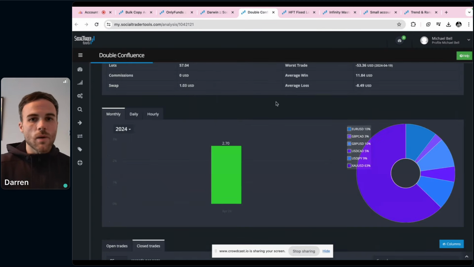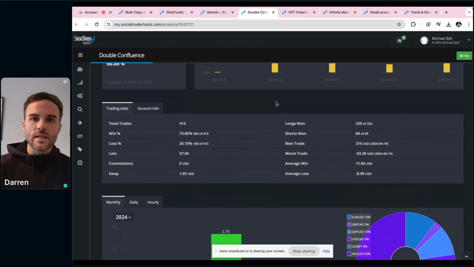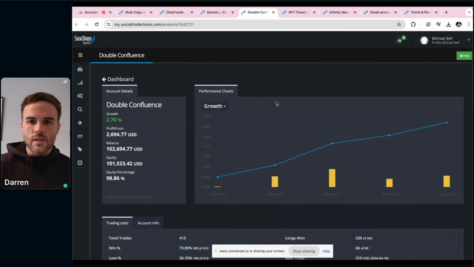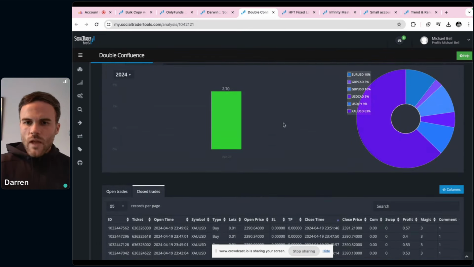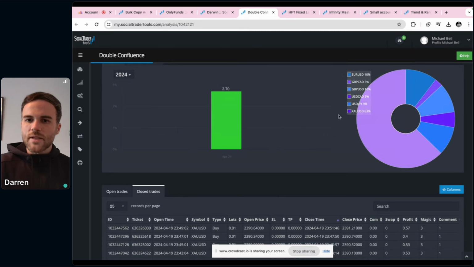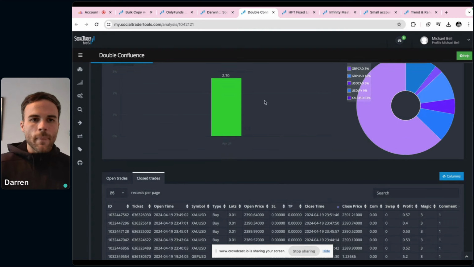So I'm just going to let this double Confluence account copy over to that for the rest of the challenge. As you can see, it's running most of the major pairs. I am also running GBP CAD and USD CAD as well. And it's quite a busy account. It's always opening and closing trades. The trades don't tend to stay open for long, which is good so far.